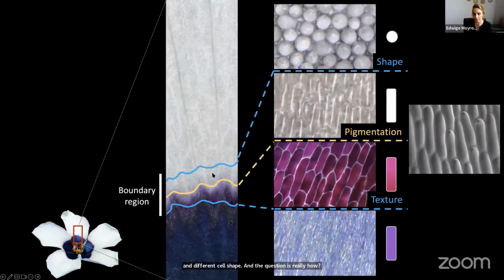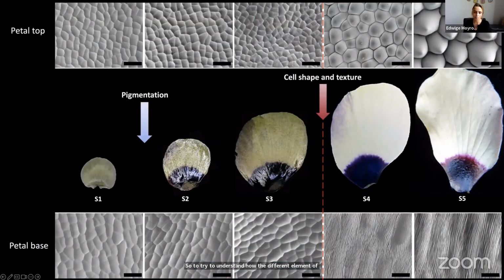So this boundary, we can actually see it. If you zoom in at the interface between the two regions in a mature flower, you find cells that are flat and elongated, like the cells we've got at the base of the petal, but they are completely smooth. So they have the shape of the cells of the proximal region and the texture of the cells in the top region.